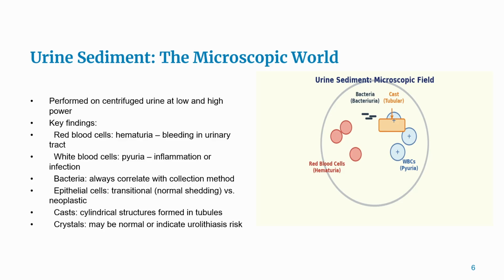White blood cells tell you there's inflammation, which may or may not mean infection. You need bacteria in the sediment combined with WBCs and clinical signs to confidently say infection. Bacteria alone in a free catch sample could just be contamination. And epithelial cells, if they look unusual, atypical, or are clumping together, that's a red flag for transitional cell carcinoma. Always note what you see and correlate it with the collection method and clinical picture.